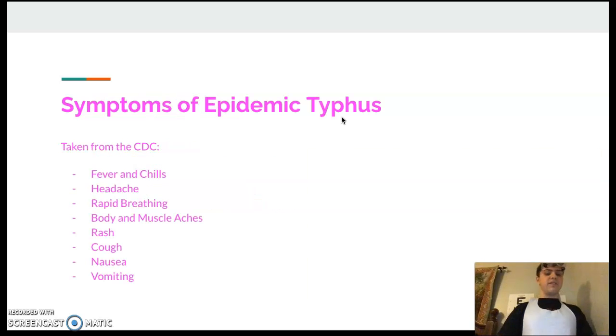So here are the symptoms of epidemic typhus, and they were taken straight from the CDC. There's fevers and chills, which pretty much everybody I think is familiar with. There's headache. There's rapid breathing. There's the body and muscle aches. There's the rash, the cough, nausea, and vomiting. And as you can probably see here, and I'm going to get to this in a second, these symptoms are incredibly common amongst a lot of different other diseases. And when we get to the incident that I'm going to be talking about, that's really going to start coming into play.